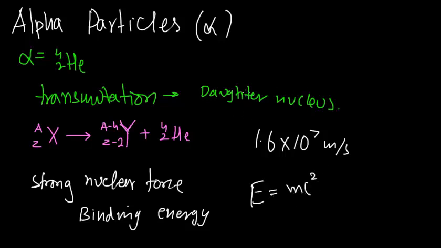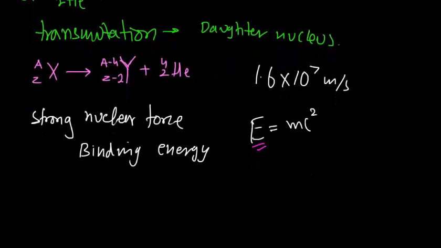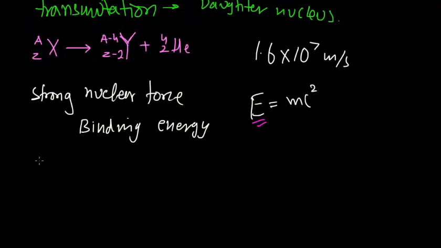Although the daughter nucleus and the alpha particle share the liberated energy, they do not share it equally. Recall that according to the law of conservation of momentum, if the mass of the daughter nucleus is significantly larger than the mass of the alpha particle, then the speed of the alpha particle has to be way greater than the speed of the daughter nucleus.